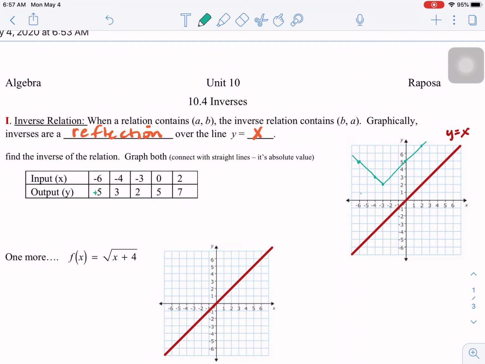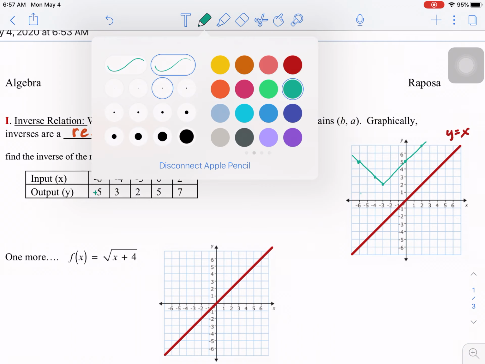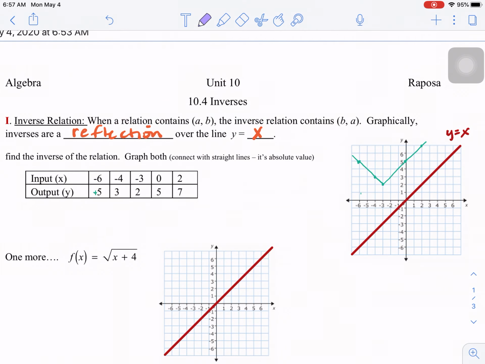Okay, well, if we're going to do our inverse, I'm going to do the original in green, and my inverses in this purpley color. We're just going to switch what we have there. So instead of having (-6, 5), we're going to have the point (5, -6). Instead of (-4, 3), (3, -4). Just switch your X and your Y. (2, -3), (5, 0), (7, 2).